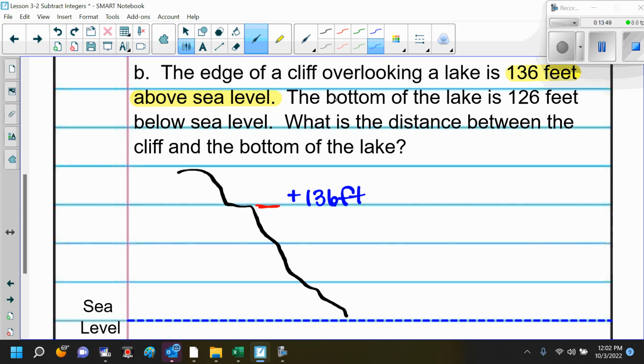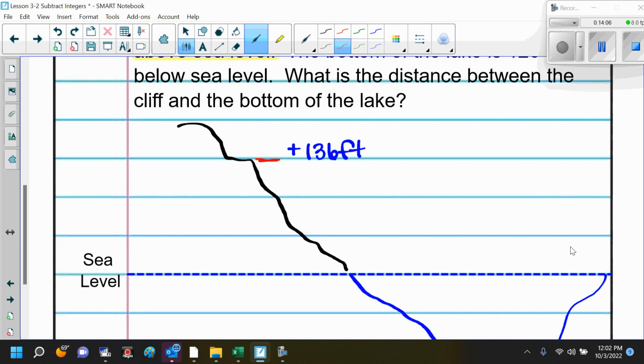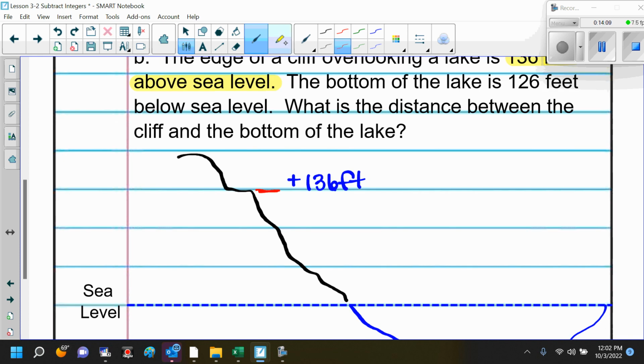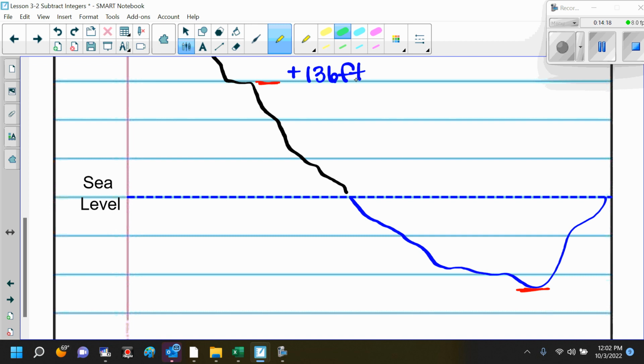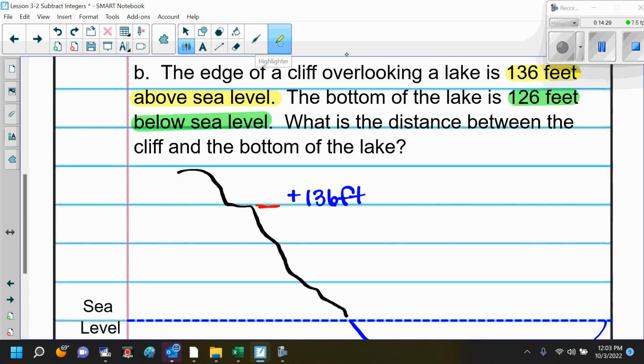Now, it says the bottom of the lake is 126 feet below sea level. So here we've got the bottom of the lake. Okay, there's the lowest part right there. And this says that it is 126 feet below sea level. Is that going to be a positive or a negative? That's going to be a negative. Very good. So down here, we've got a negative 126 feet. Okay? The question says, what is the distance?